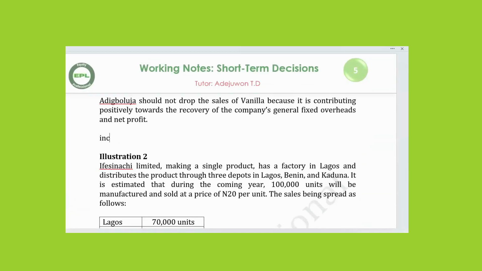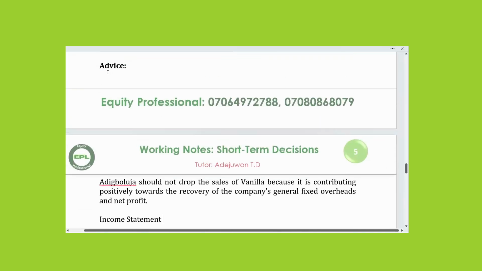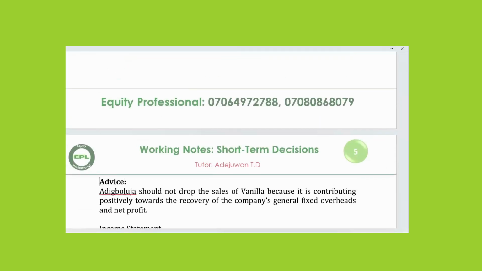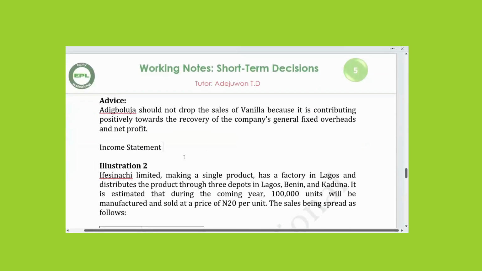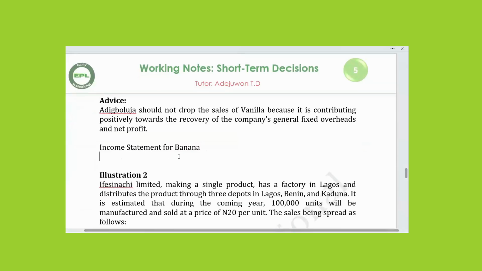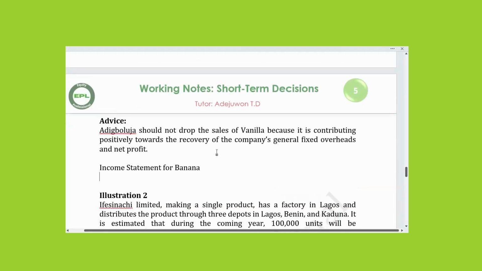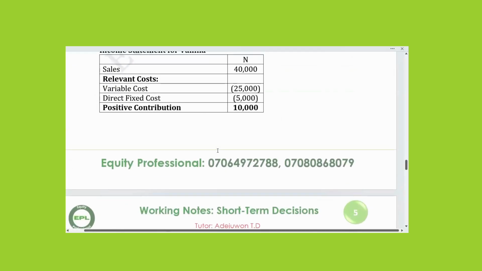Yes, sir. I'm looking at the advice that we have just written down. You said it is contributing positively towards the recovery of the company's general fixed overhead and net profit. In the income statement that we have just done, in the contribution statement, it doesn't include fixed cost. It doesn't include general overhead. So to get net profit, we have to also consider general overhead.